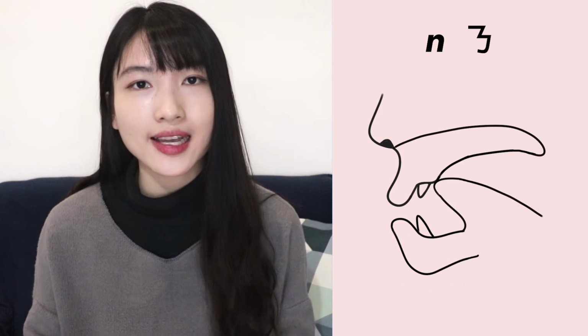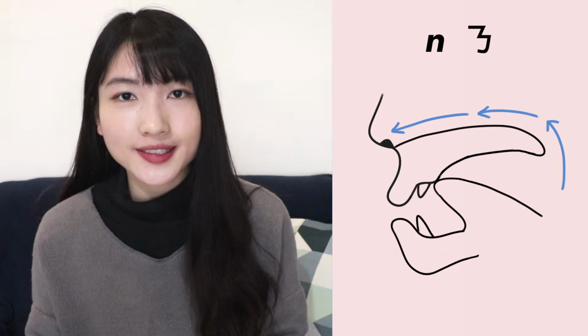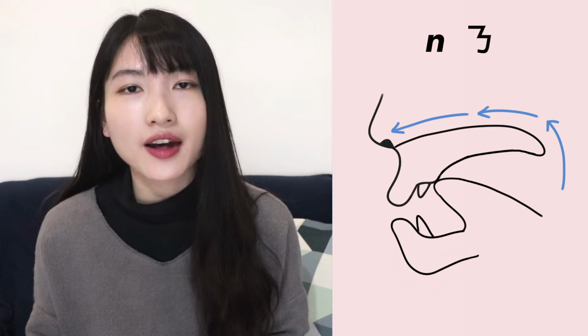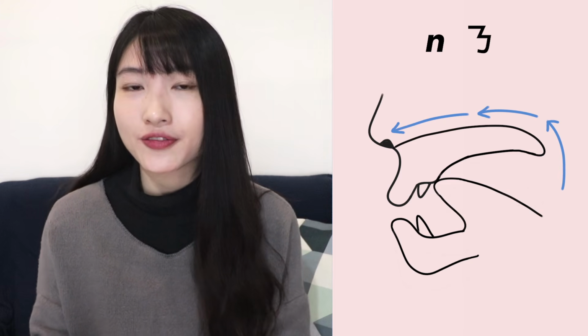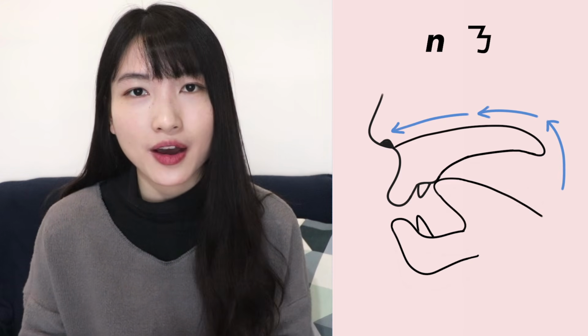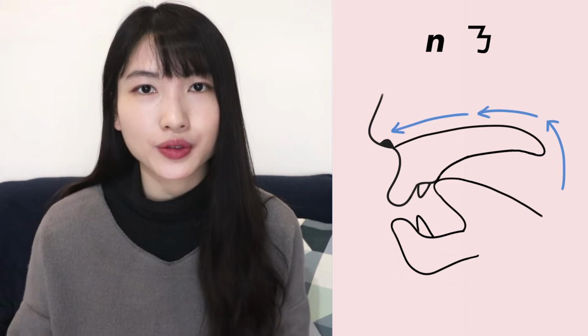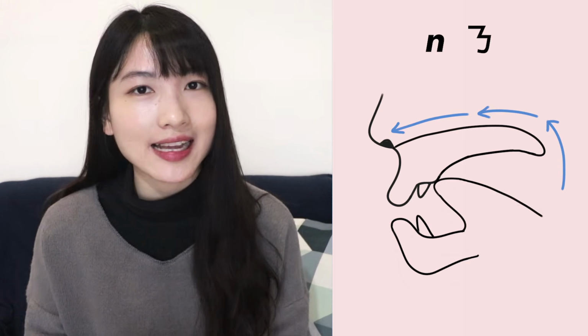Next one, n. The tongue position of n is the same as in d and t. The difference is that n is a nasal sound, so the air is not going through your mouth. Instead, it is passing through your nose, like this. So first, put the tip of your tongue on the alveolar ridge so that you can prevent the air from going out through your mouth, and then let the air pass through your nose to make the n sound.